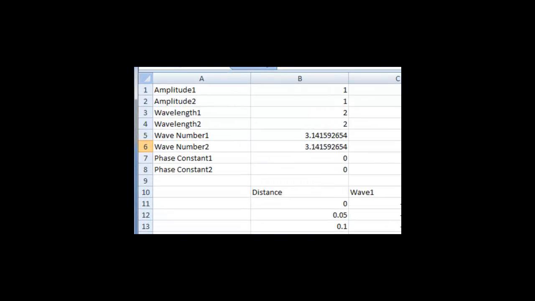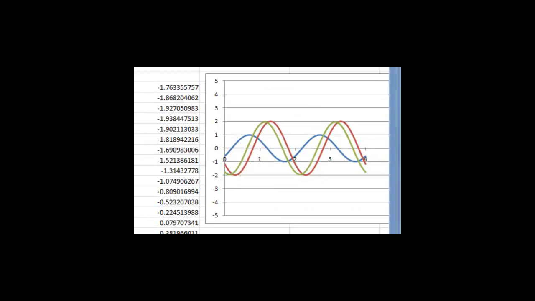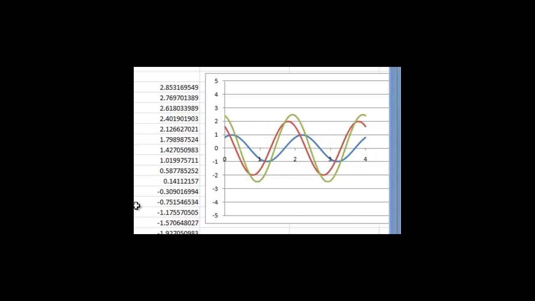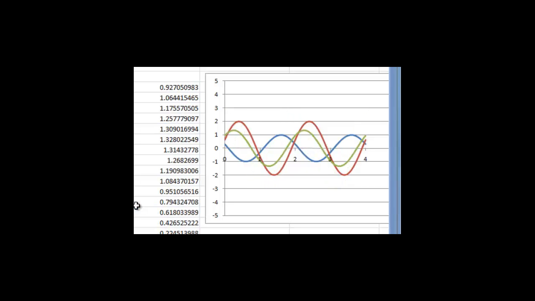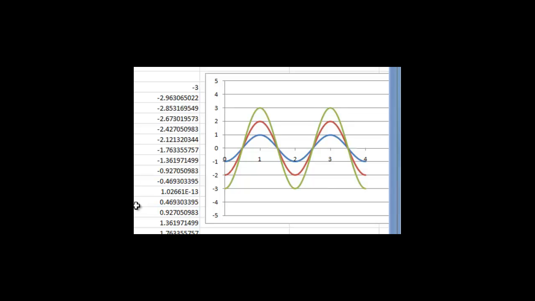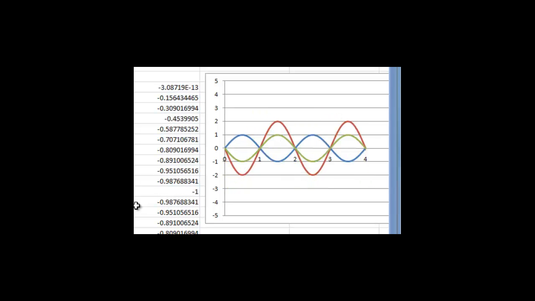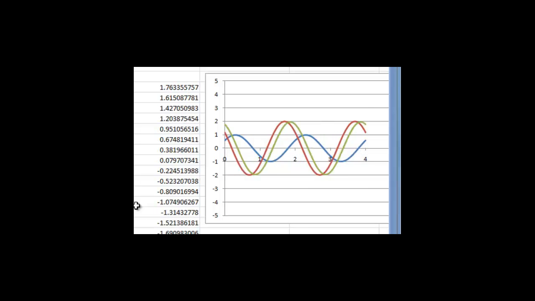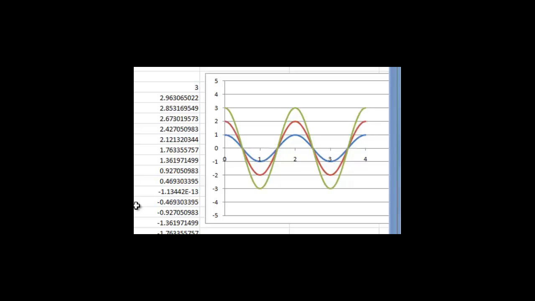Let's start by adjusting the amplitude. Change the amplitude of wave 2 to 2 and see what happens to the graph. The peaks and the troughs of the waves still line up, as in the standing wave case. But now we do not observe complete destructive interference when the two waves are out of phase. When the waves overlap completely, we see constructive interference occurring again.